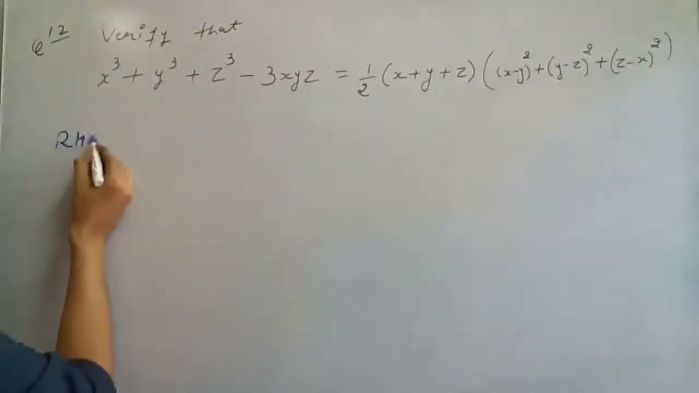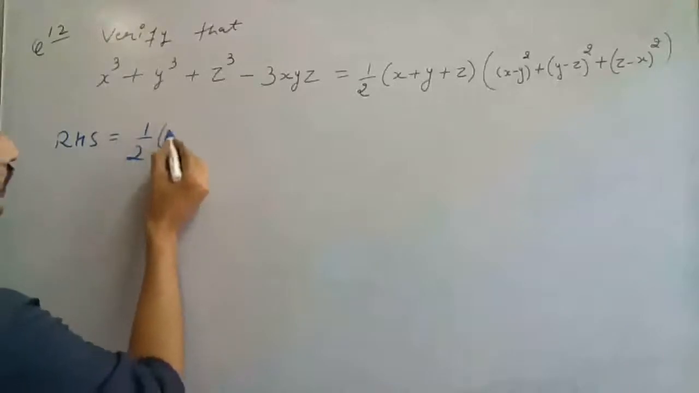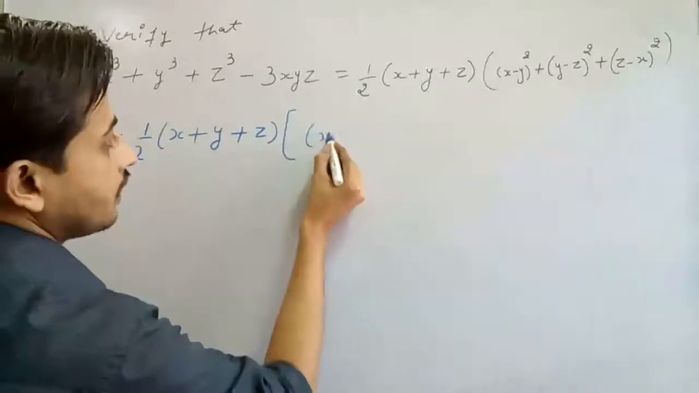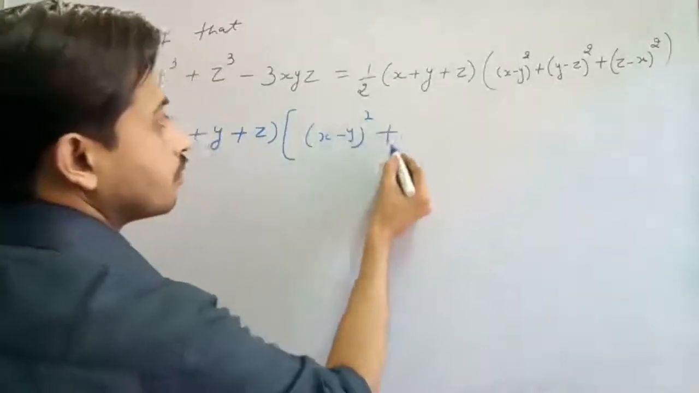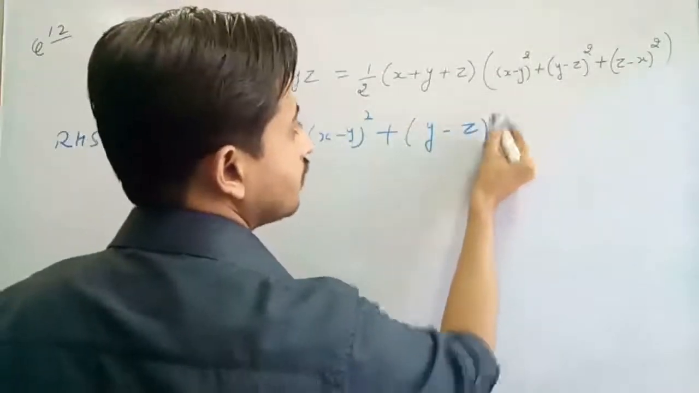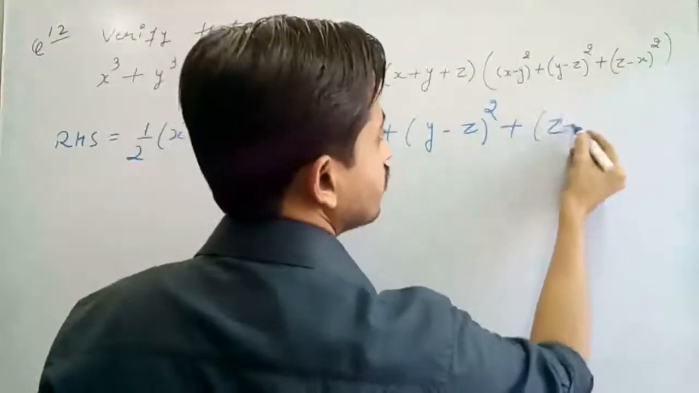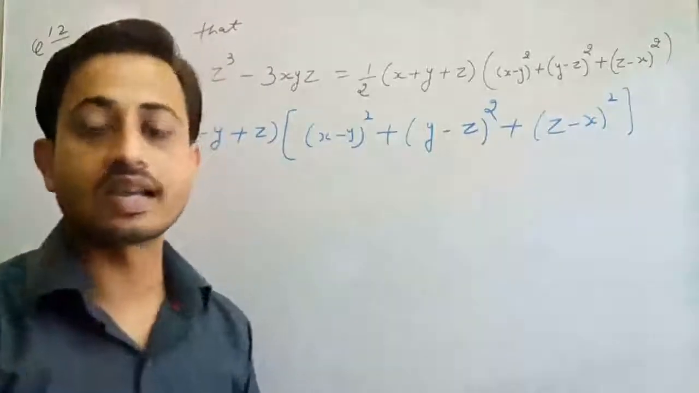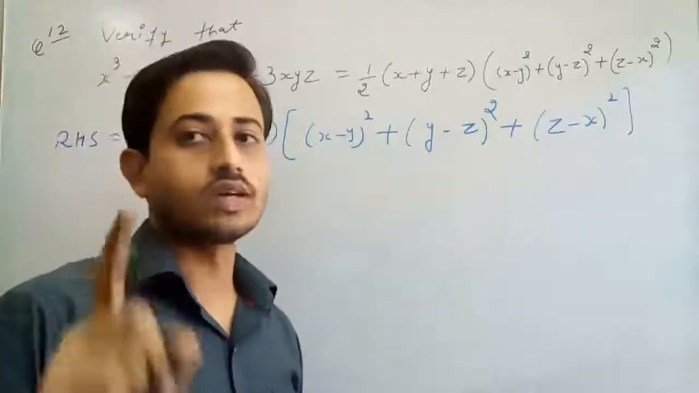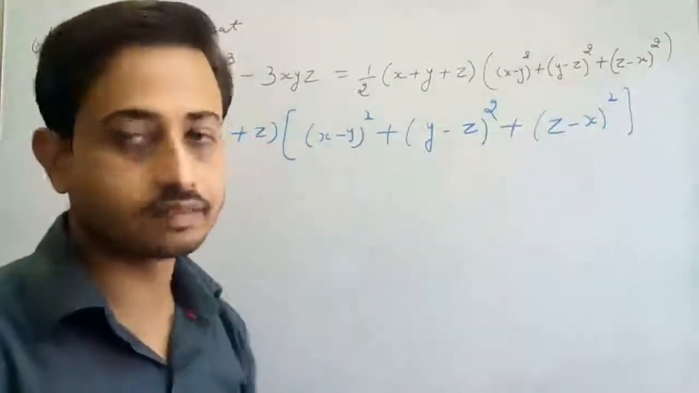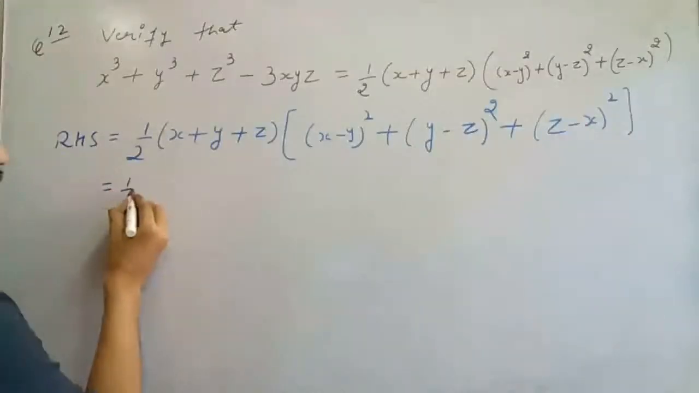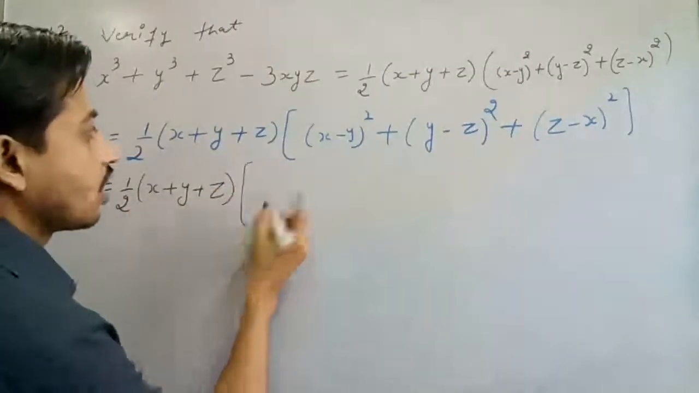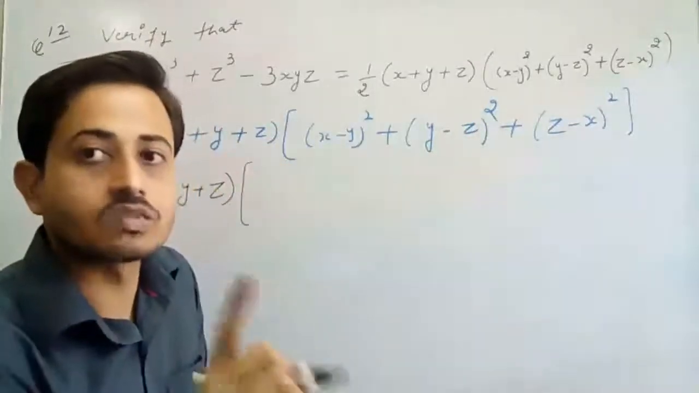Right hand side: 1 by 2 into x plus y plus z, bracket, x minus y whole square plus y minus z whole square plus z minus x whole square. And you know the identity of x minus y whole square: x square plus y square minus 2xy. Now to apply it here, I am writing 1 by 2 x plus y plus z as it is. Now I am solving, applying the identity of x minus y whole square.